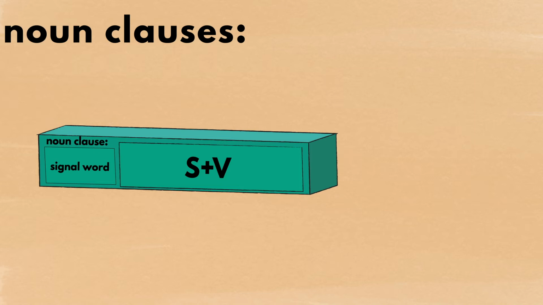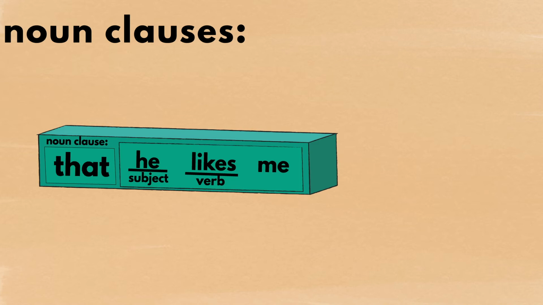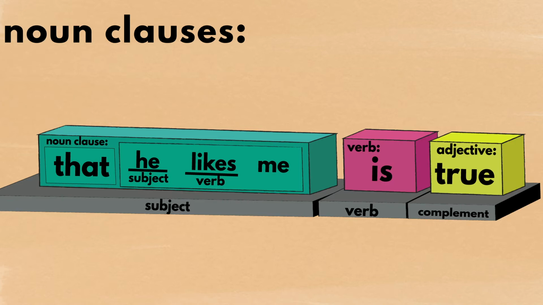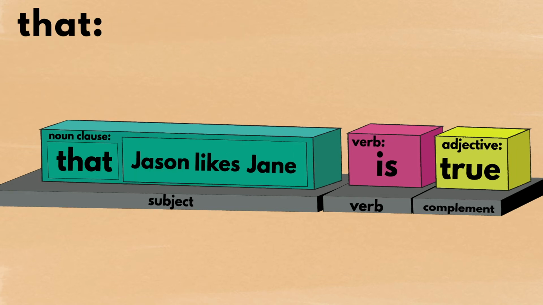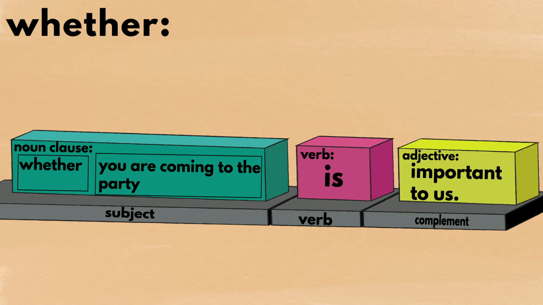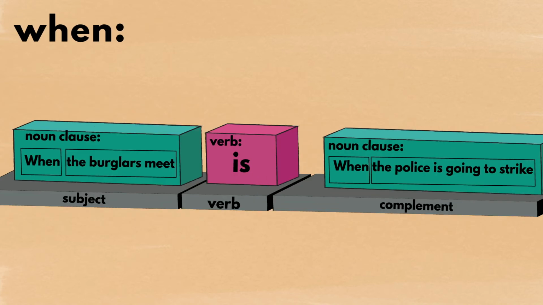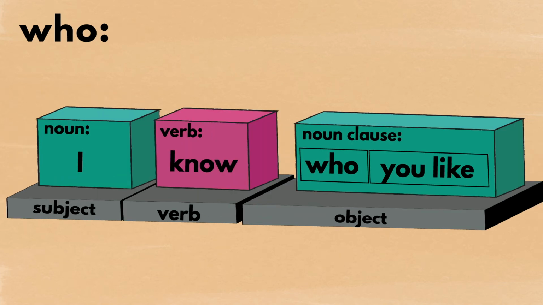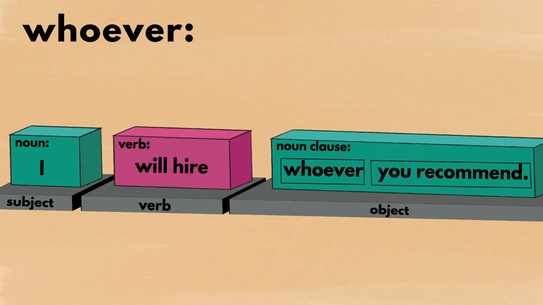A clause is a group of words that include a subject-verb relationship. For instance, he likes me is a clause because he and likes form a subject-verb relationship. If you put the signal word that in front of this clause, as in that he likes me, the clause is instantly treated as a noun and can appear in positions nouns appear, as in that he likes me is true. There are a number of signal words: that, what, whether, if, when, where, who, whatever, whoever, and so on.